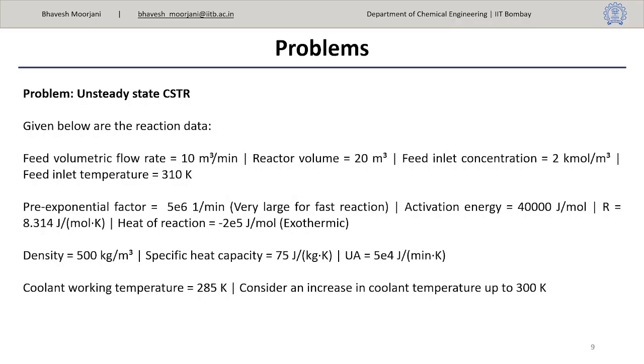Okay. The CSTR data is given. You have feed volume, feed volumetric flow rate, reactor volume, concentrations, temperatures. The reaction data is also given, right? Cooling water information is given. So we have to consider cooling water normal working temperature is 285 Kelvin, and we have to consider an increase in the coolant temperature up to 300 Kelvin.